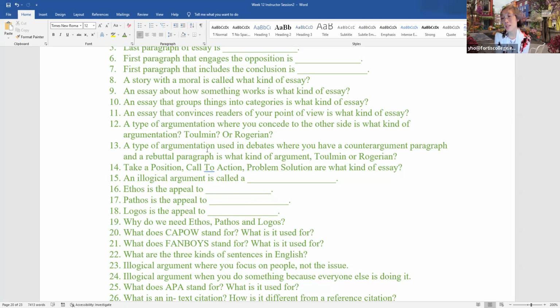Take a position, call to action, problem solution. What kind of essay is this? That's a persuasive one. There's 3 kinds of this kind of essay. Take a position, call to action, problem solution are 3 kinds of blank essay. Fill in the blank. What kind of essay is that? I know it's not narrative. Persuasive essay? Yes, excellent, yes. 3 kinds of persuasive essay.